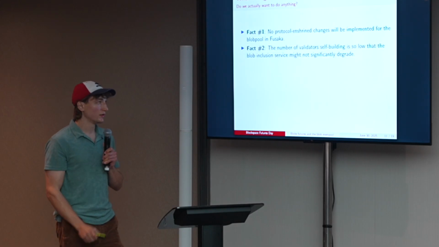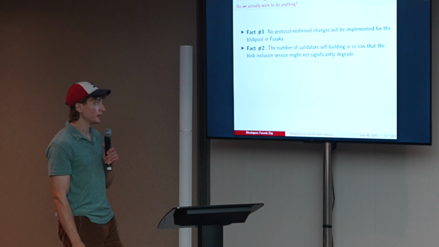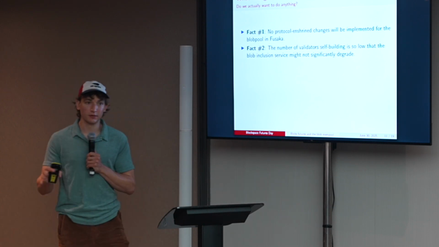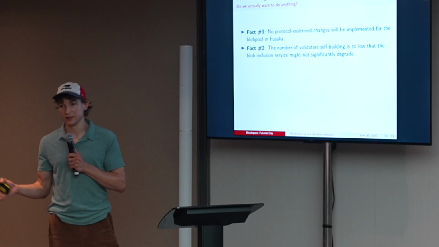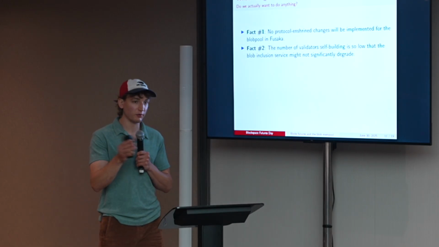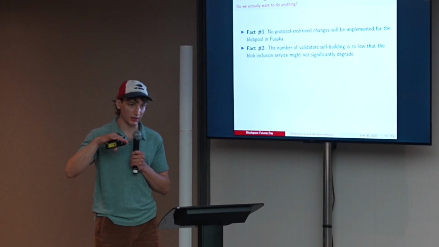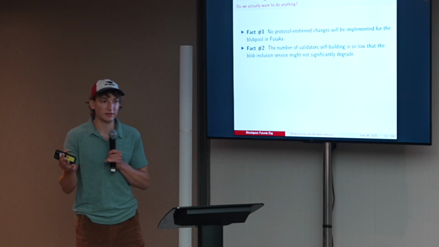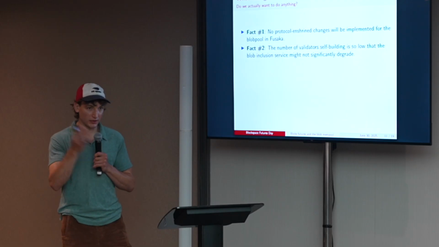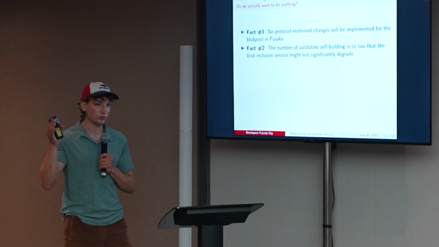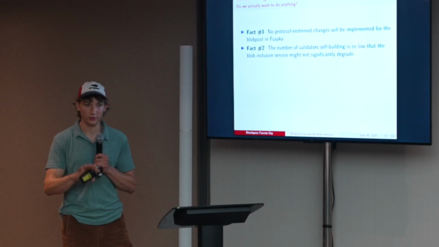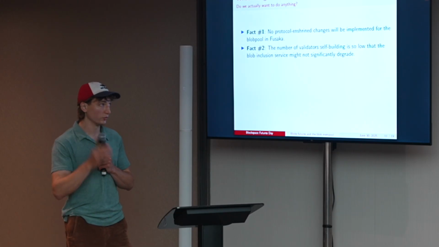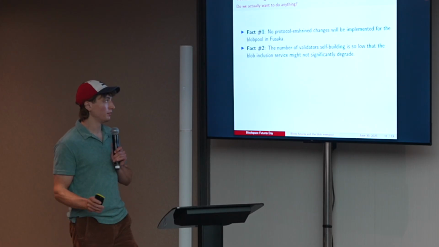Secondly, the number of validators self-building is so low that the blob inclusion service might not significantly degrade. So let's say there's only 5% of blocks that are being self-built. In that world, even if those self-built blocks don't include all 48 blobs that they should have been listening to in the mempool, maybe it doesn't matter because 95% of the time, the builders are building the block and they're able to download the full blobs. They have a full view of the mempool. They're dealing with the gossip and dissemination increase gracefully. So maybe that's fine.